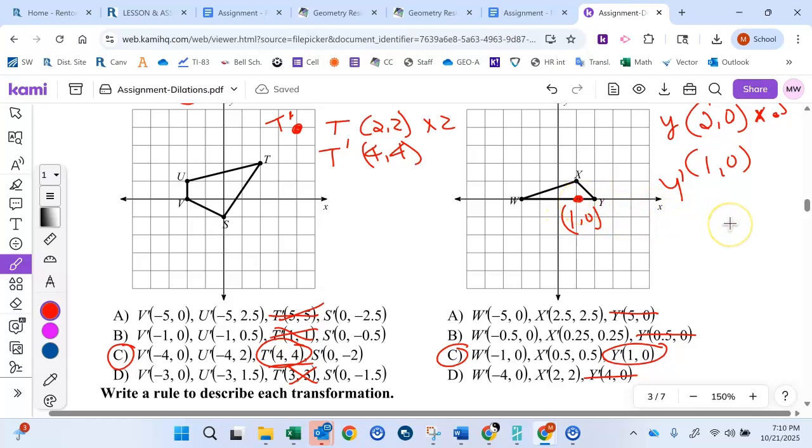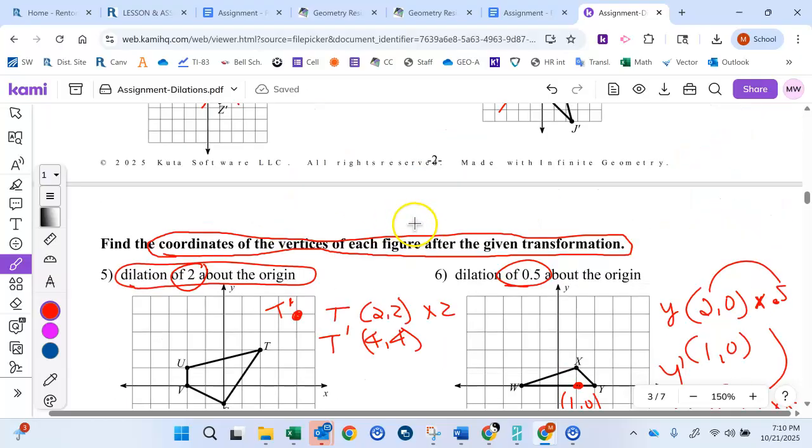And so let's just make sure, let's pretend we have x. What is x? So that's going to be 1, 1. Times 0.5, x prime would be 0.5, 0.5, and let's see if that's correct. It's correct, okay? So that's just the way to check the second point. So that's how you do this.